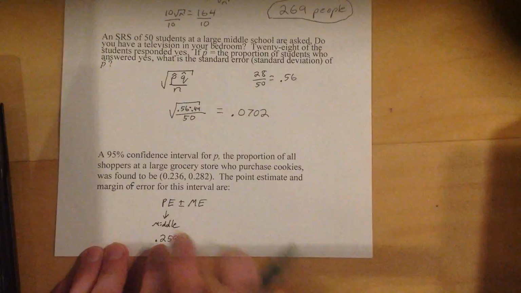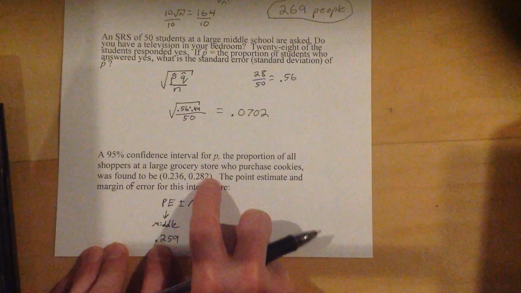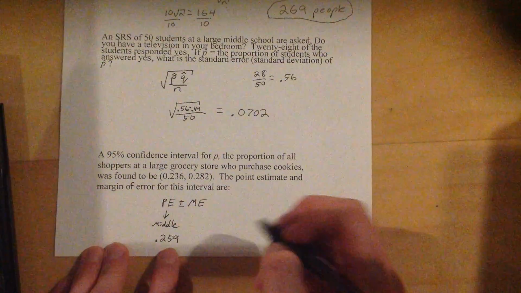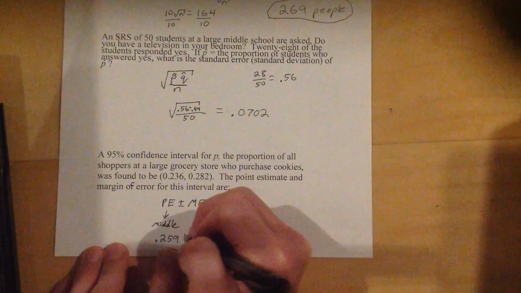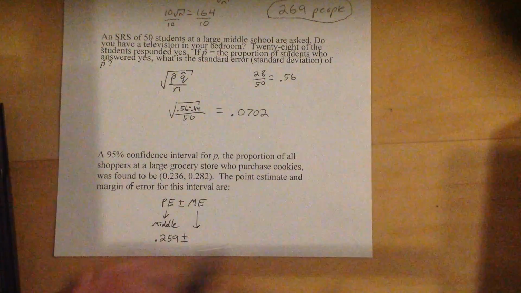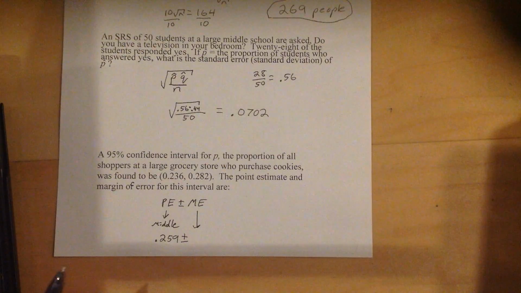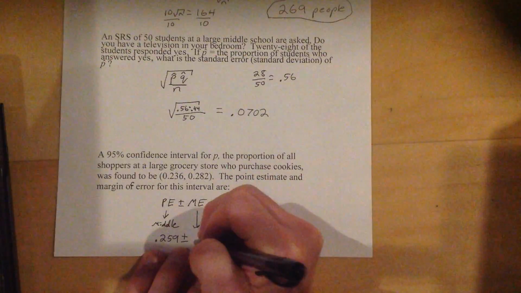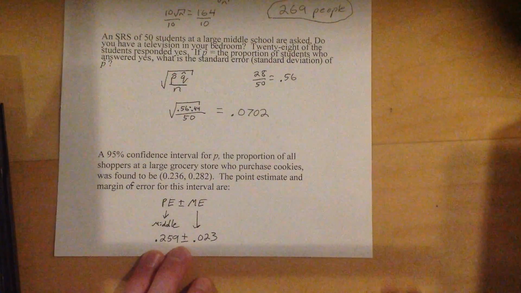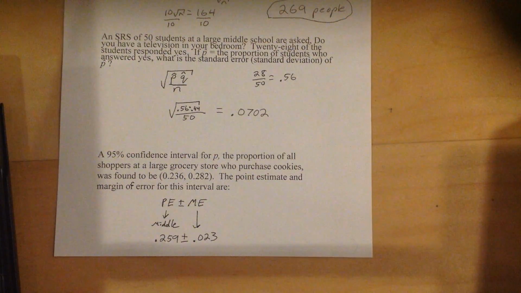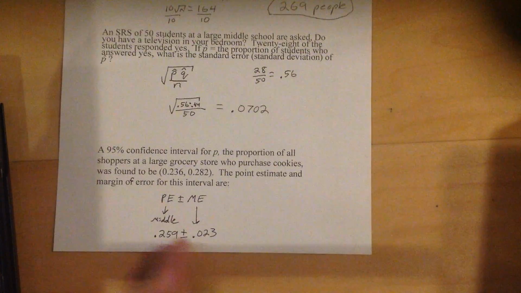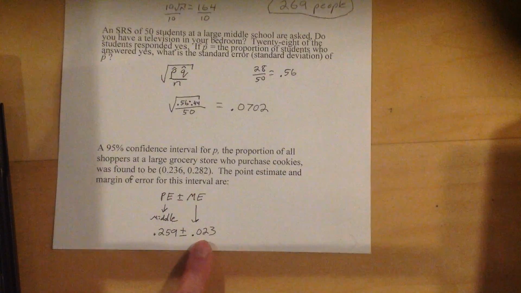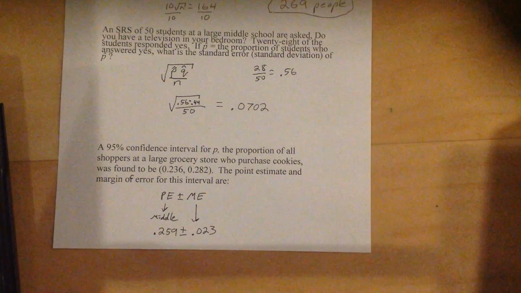And then our margin of error is just how far it is from this to either side. So our margin of error would be 0.282 minus 0.259, and we get 0.023. All right, so that would give us the point estimator and then the margin of error. Again, the point estimator is always in the middle, and the margin of error is how far we're going above or below it. All right, let's take a look at the next sheet.